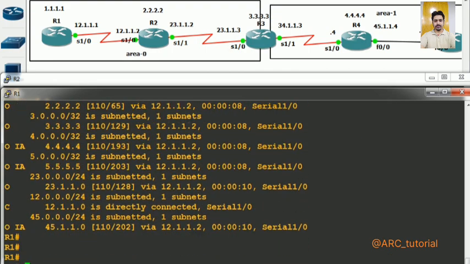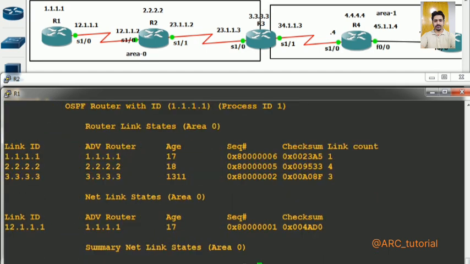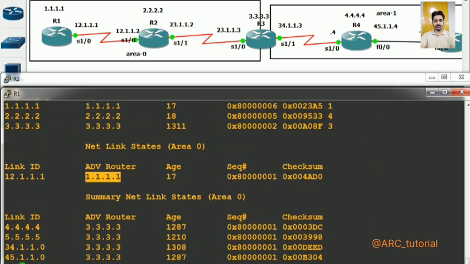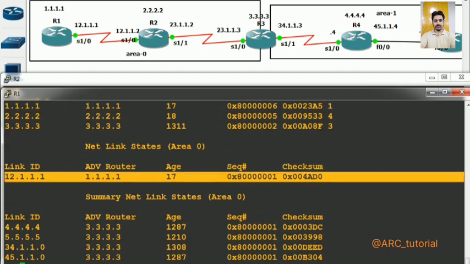And now inside the database of area 0 itself you must have that network LSA, because now DR and BDR election is there. So remember, it is not true to say that if your interface is a serial interface, DR BDR election will not be there. It depends on the network type of OSPF, not the interface type.